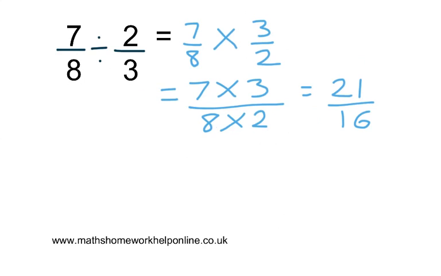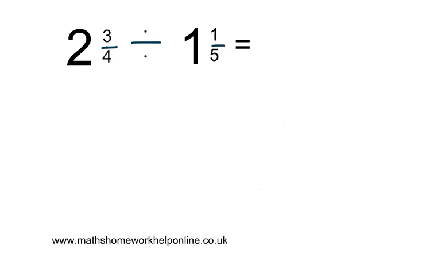Looking at that, we can see that the top is bigger than the bottom, so we can turn that into a mixed number. We have to think how many 16s go into 21, and the answer is 1, and the remainder is 5. So that will be the same as 1 5/16, and we can't simplify that any further.